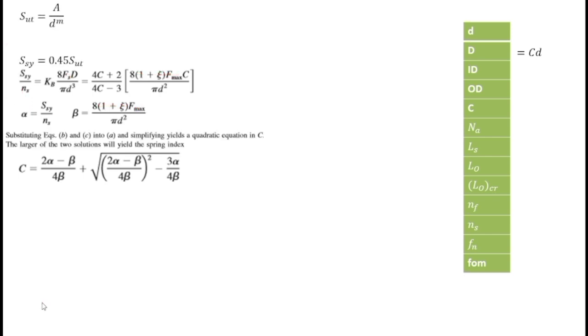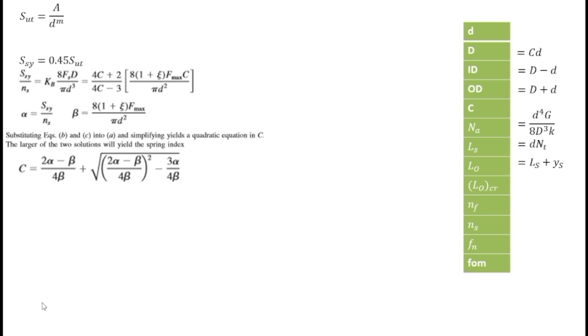SSY can be found from this equation, and here SUT can be found from this equation. A and M values have already been taken from table 10.4, and the internal diameter can be found from the mean coil diameter minus wire diameter, and the external diameter can be found by this equation, which is mean coil diameter plus wire diameter. And we have already talked about the C value, and then NA can be found from this equation, which is wire diameter to the power 4 into G divided by 8 into mean coil diameter cube into K. So this is how we can find out NA. Then LS can be found from this equation, d into NT. Then we can find free length from this equation, that is equal to LS plus YS.